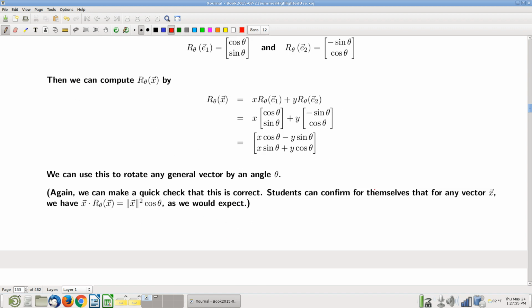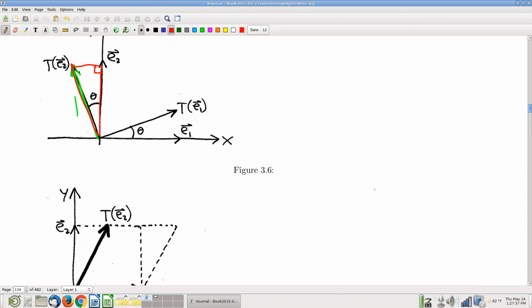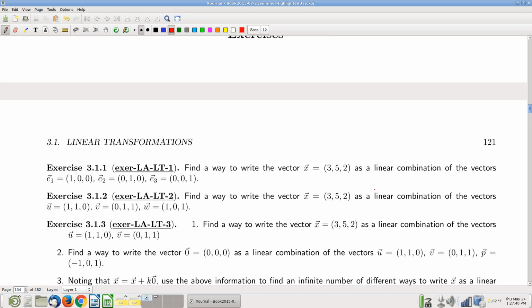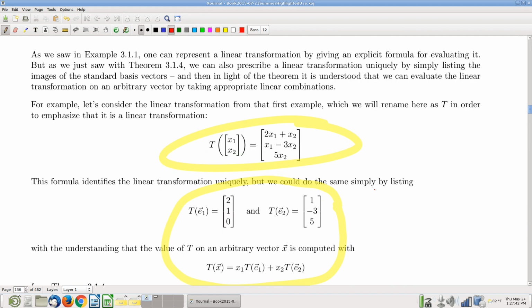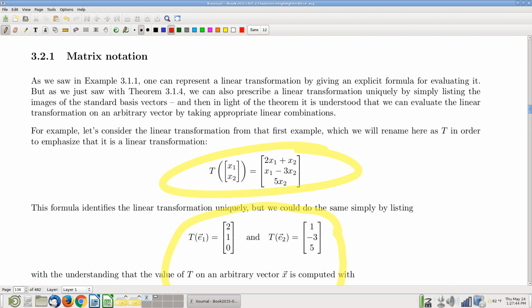Okay. Moving on to the next, there's a few other examples I encourage you to take a look at that I'm skipping over. Next section is about matrices.